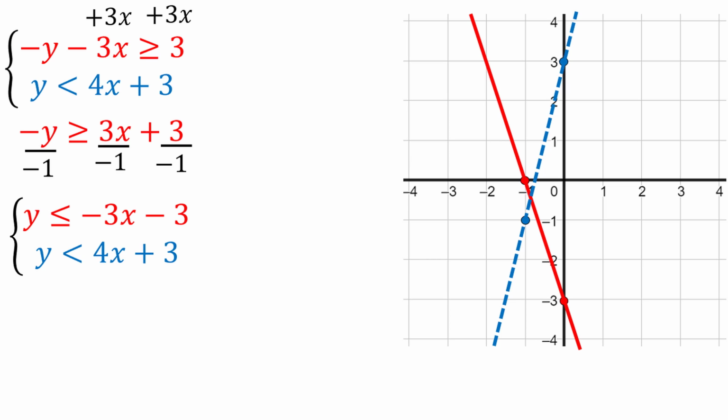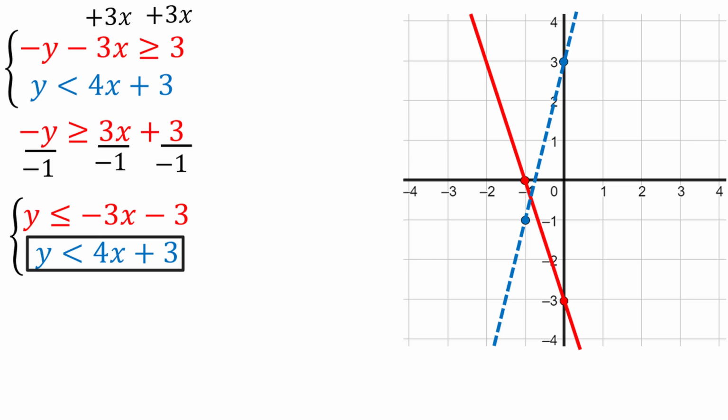Alright, there are a few ways to think about what to do next. Since I'm making this video to prep you for finding linear programming solutions by graphing, my preferred method is to cross out the parts of the graph that are not satisfied by the inequality. What I mean is, y is less than or equal to negative 3x minus 3 indicates a particular region on the graph, and y is less than 4x plus 3 indicates a different region on the graph.